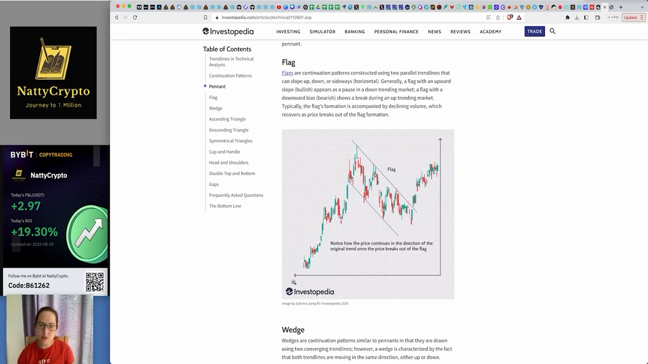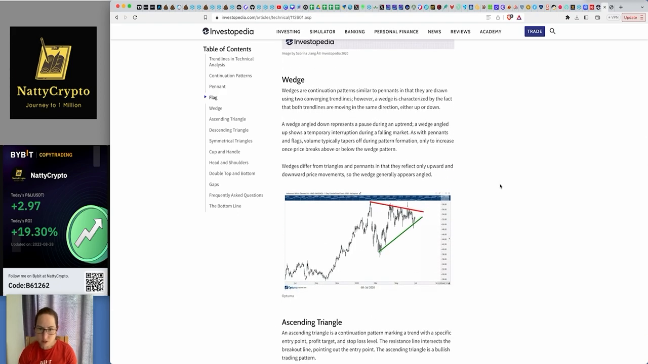So here you are. Here's your pole. Here's your flag. Here's your breakout. That's what it's trying to say. Note how the price continues in the direction of the original trend once the price breaks out of the flag. And if you turn it upside down, you can also get a bearish flag. I love pennants. I love flags. They're the easiest ones to find.